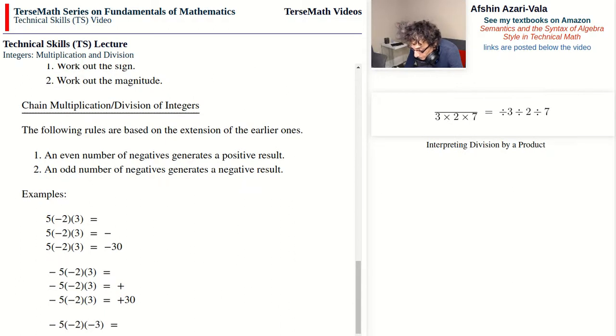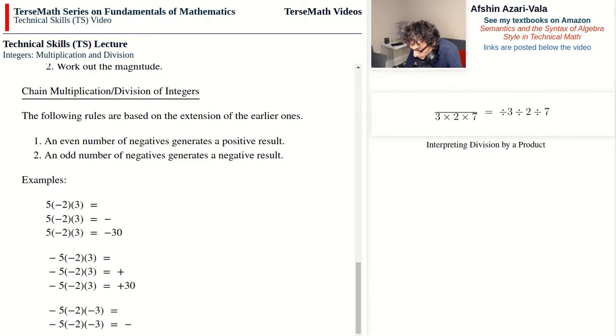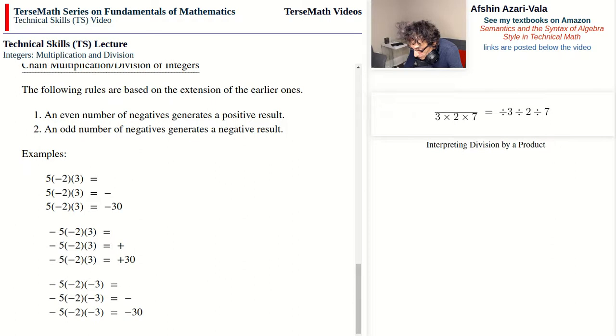And here's a third example. Now all three of them are negative. And we work out the sign. There are 3 negatives in total. That's odd. So the answer will be negative. And we write the negative sign. And then once we have worked out the sign, now we ignore the signs. We multiply 5 by 2 by 3. And that gives us 30. So the answer is negative 30.